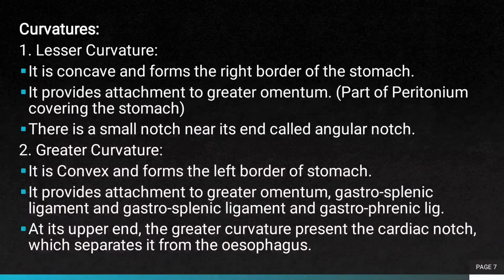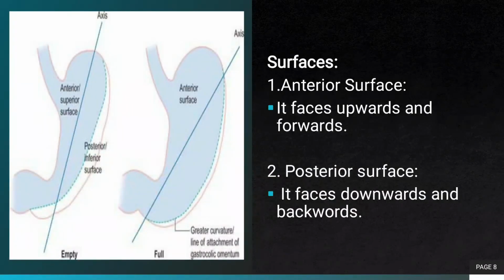Lesser curvature is concave and forms the right border of the stomach. It provides attachment to the lesser omentum. There is a small notch near its end called the angular notch. Greater curvature is convex and forms the left border of the stomach, provides attachment to the greater omentum, gastrosplenic and gastrophrenic ligaments, and at its upper end it also has a notch called the cardiac notch, which separates it from the esophagus.